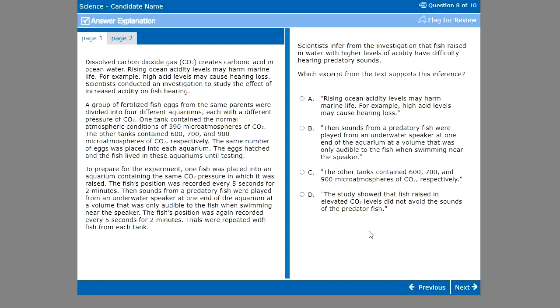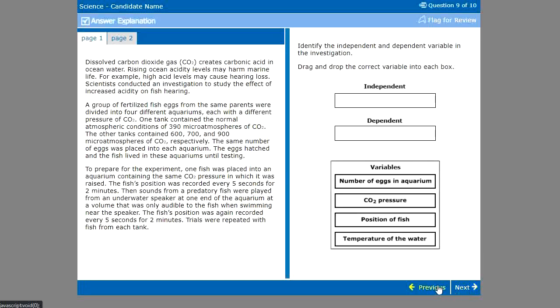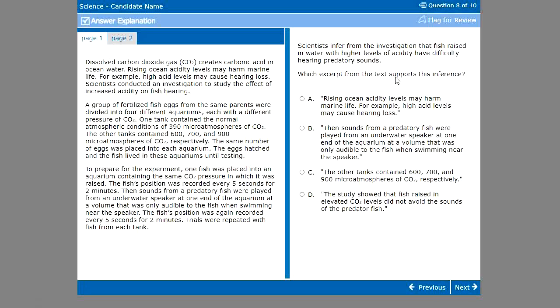And one more time, we have a longer text. And do we have again 2 questions on that? Yes, we do. So let's answer the first question and read the text first. Dissolved carbon dioxide gas creates carbonic acid in ocean water. Rising ocean acidity levels may harm marine life.